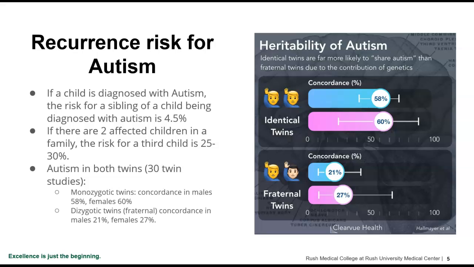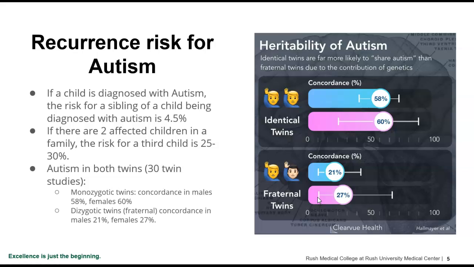But let's look at twins. Twin study, comparing fraternal to identical twins, is a good way for us to figure out what's genetic and what's inherited. Fraternal twins are like siblings. Identical twins have the exact same genetic constitution. So fraternal twins, males, there's a 21% recurrence risk, and females, 27%.